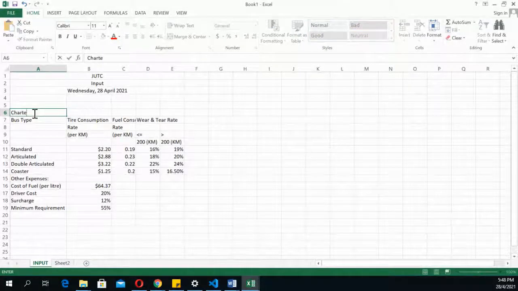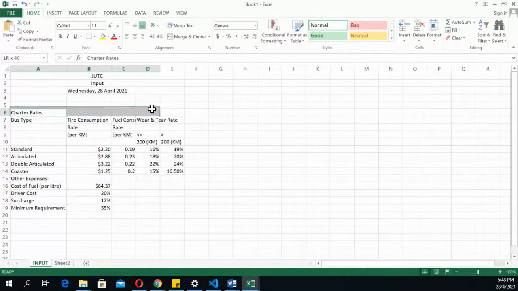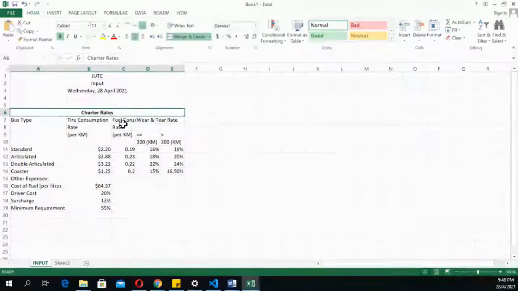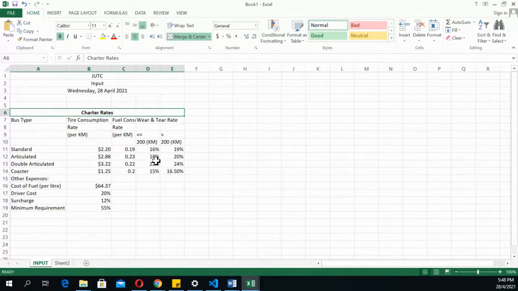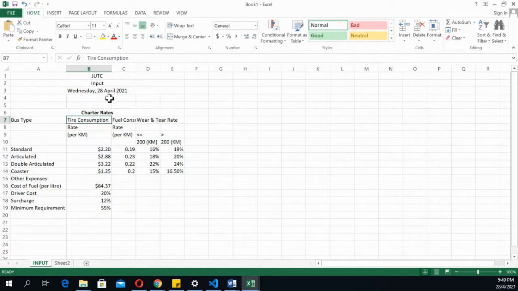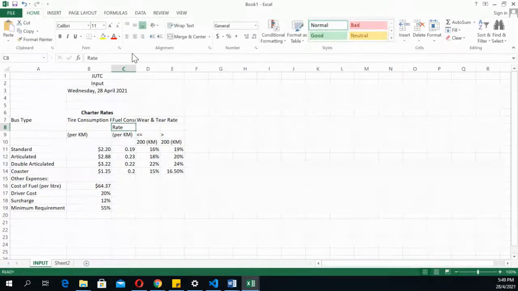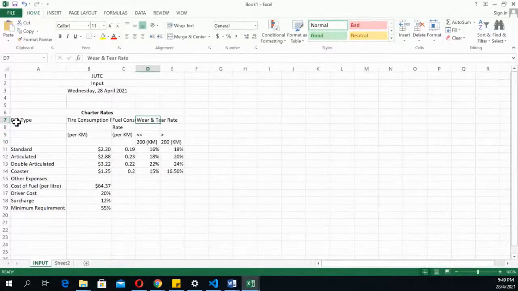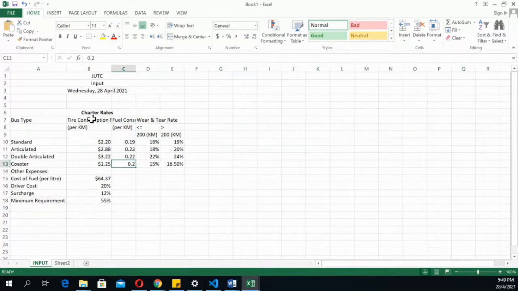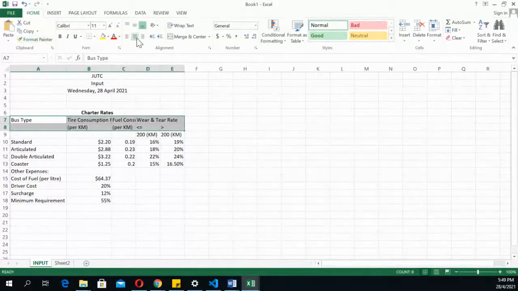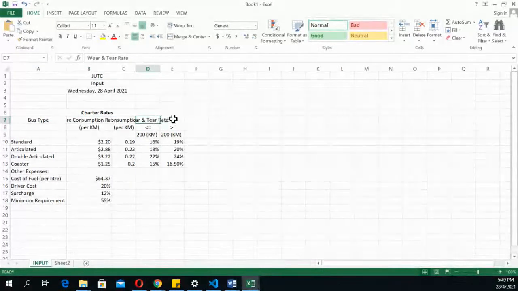So we can call it charter rates, and I'm just going to merge and center this. All right, you don't have to get crazy for your final exam in terms of formatting. The main important thing is that it looks okay. So the colors, you don't need to go through and color up everything. Just ensure that it's properly labeled and we can see the headings and stuff like that. So this was tire consumption rate, fuel consumption rate, wear and tear rate. All right, so I can remove this and let me just center these.